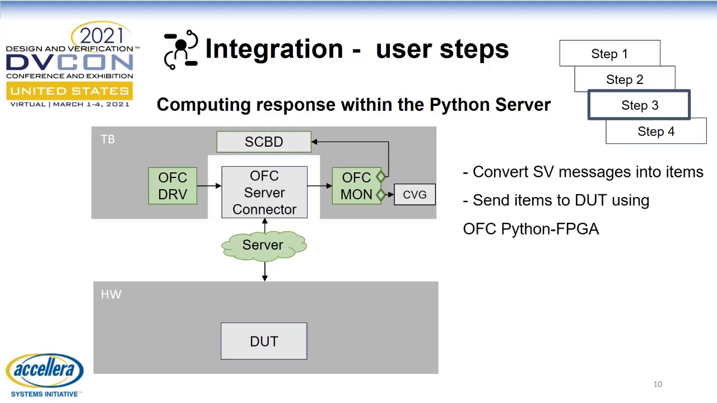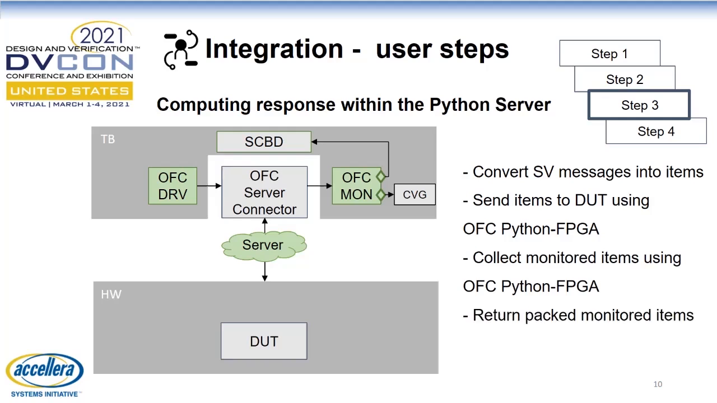The converted items will be sent to the DUT protocol interfaces using the OFC Python FPGA component through DMA modules. Each protocol has its own DMA module that must be specified when sending data. The OFC Python FPGA module can also be used to get the items collected by the HDL monitors. The DMA corresponding to the protocol must be again specified. The collected items should then be converted into string items and pushed to a list. This list of collected string items should be returned so that the server can send them back to the test bench.